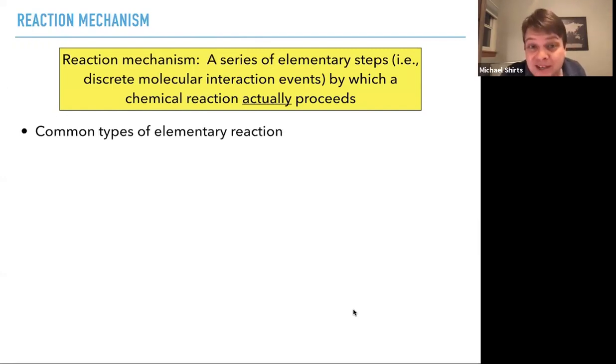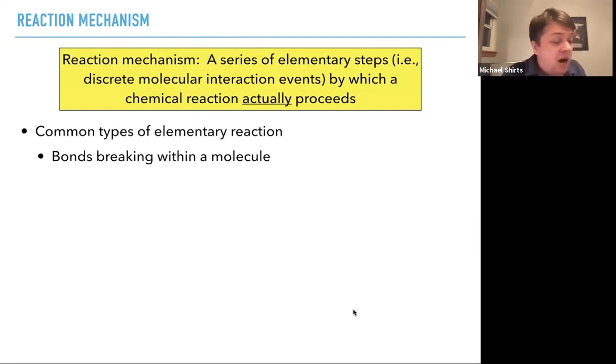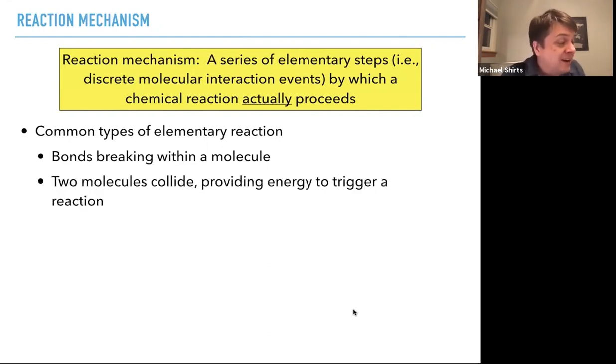So what are some common types of elementary reaction? A given bond breaks within a molecule. Maybe there's some jiggling going on within the molecule, the kinetic energy. Eventually, one molecule happens to have enough kinetic energy that it shakes loose one of the bonds and that bond breaks. Two molecules collide, providing energy to trigger a reaction, or a molecule binds to a surface. These are all common types of distinct elementary reactions that could happen.